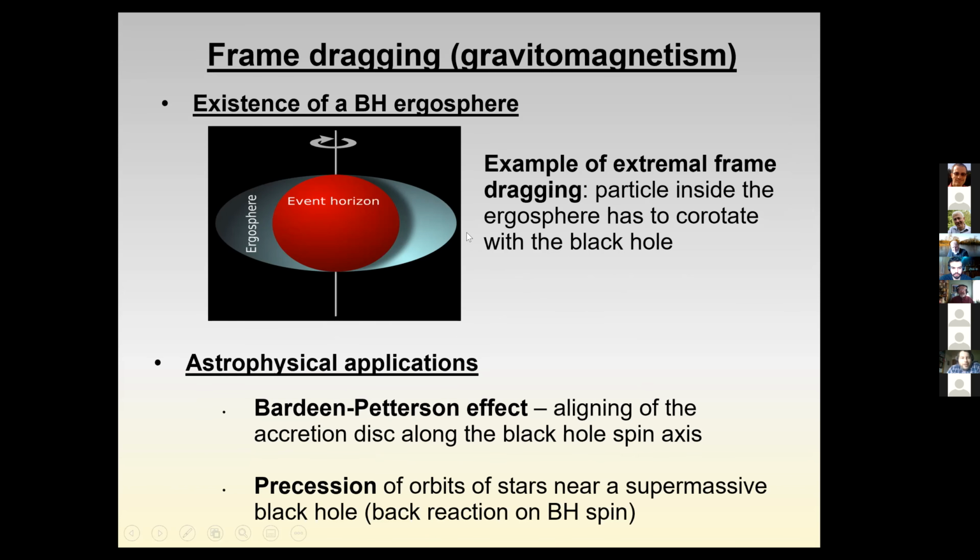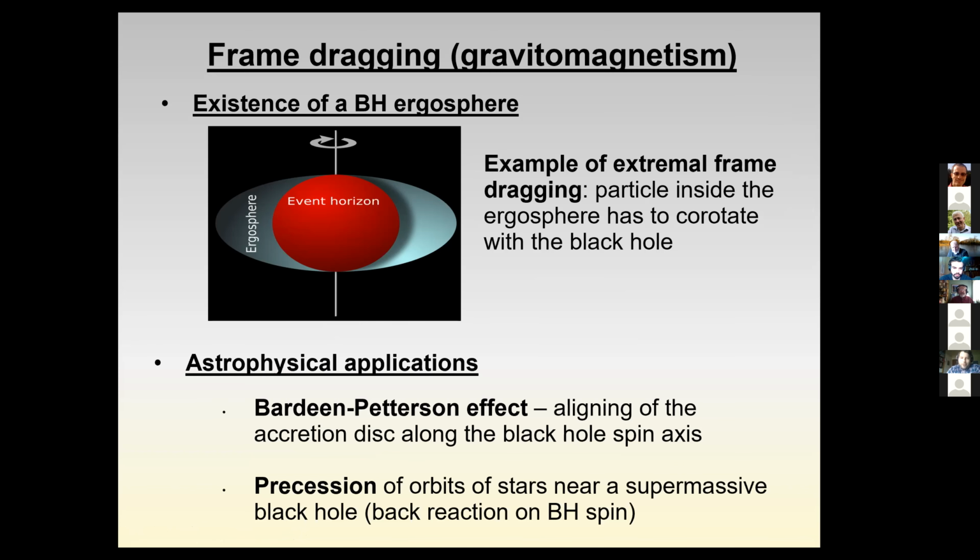Now, frame dragging has many astrophysical applications. Let me name a few. For example, there is the so-called Bardeen-Petterson effect. Basically, if you start with an accretion disk around a rotating black hole, where the angular momentum of the accretion disk is not aligned with the spin of the black hole, then there is a torque on this accretion disk. After some time, the accretion disk will align with the black hole spin axis due to this torque.